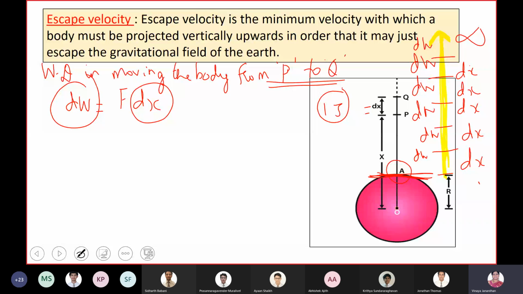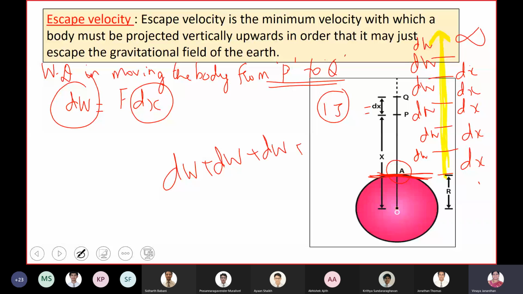From the surface of the earth to infinity, then what do you have to do? You have to add all the dw's. Is it possible for us to add all the dw's? It becomes difficult. That is why you introduce your integral.